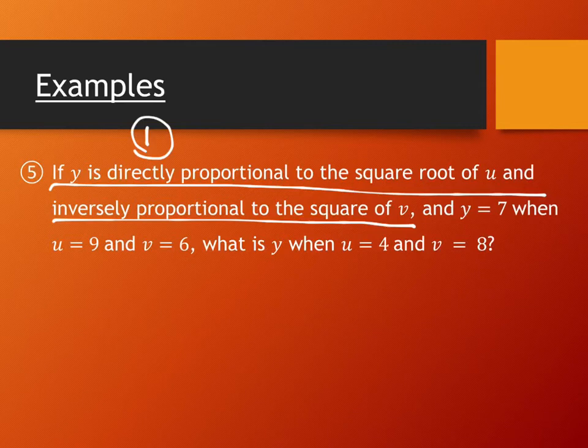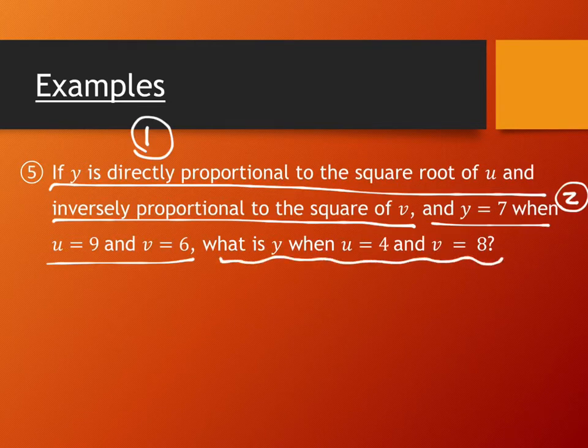And then they tell us some information. And y equals 7 when u is 9 and v is 6. That's step 2. That's going to allow us to find k. Then what happens when u is 4 and v is 8? And that's step 3. So everybody see the 3 steps. It's really important to recognize there's 3 distinctly different things you're doing.